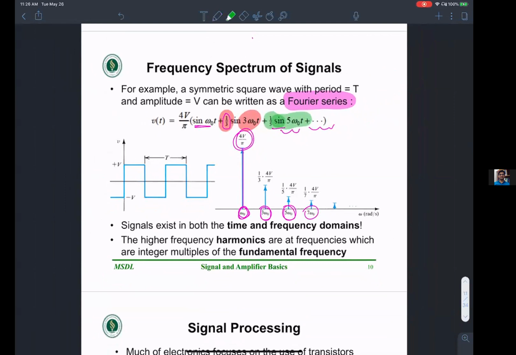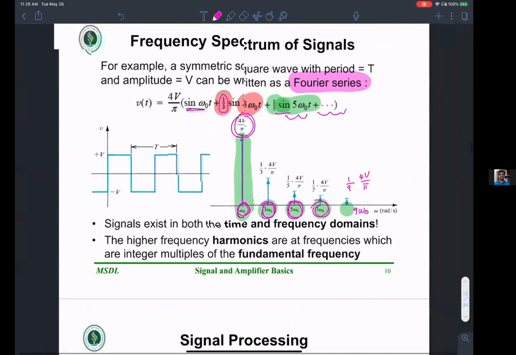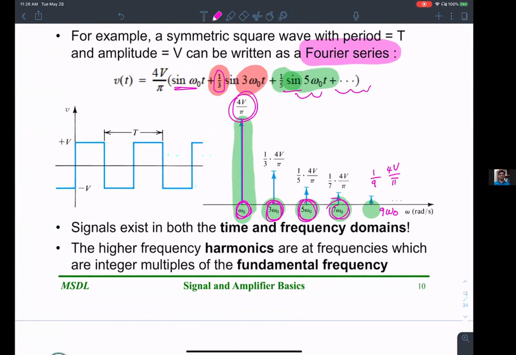Okay, so this is called the fundamental frequency, and all the multiples of that are called the harmonics. In this case, there are odd harmonics: 3 times the fundamental frequency, 5 times, 7 times, 9 times, so on and so forth. So it's easy to see. You expect this to be 1/9 of 4V over pi with 9 times omega naught, so on and so forth. The higher frequencies with reducing amplitude are called harmonics, and omega naught is the fundamental frequency.